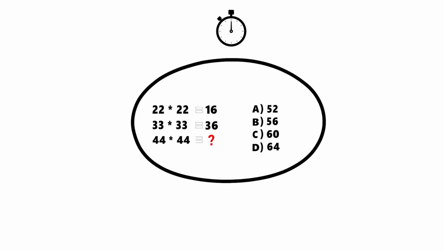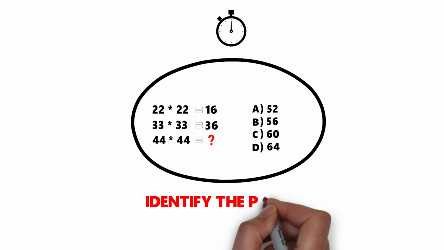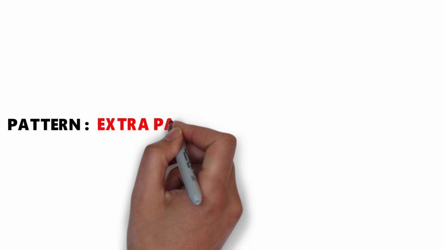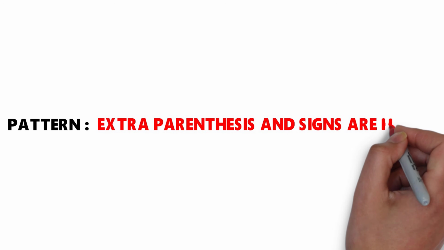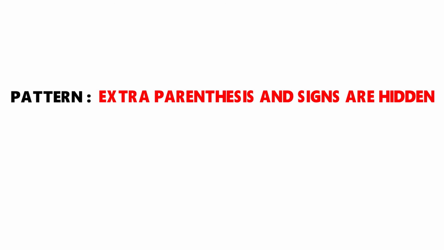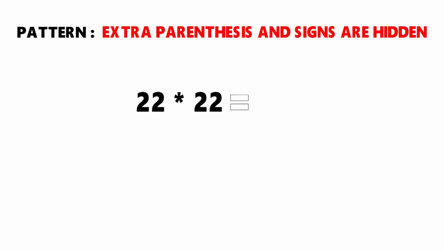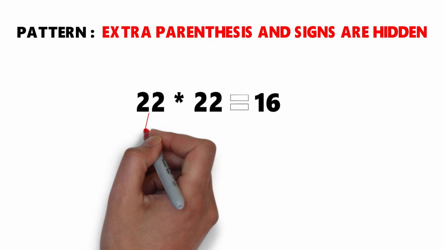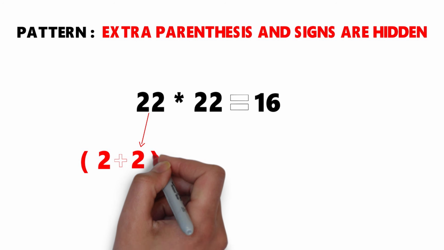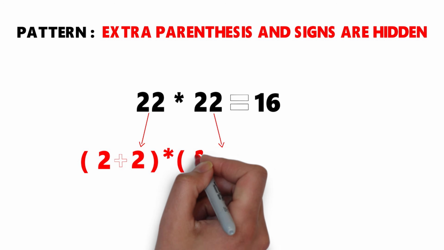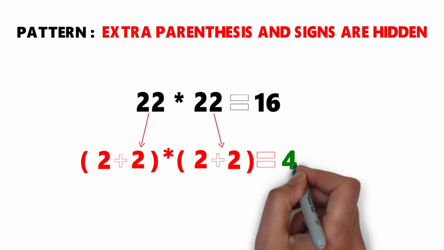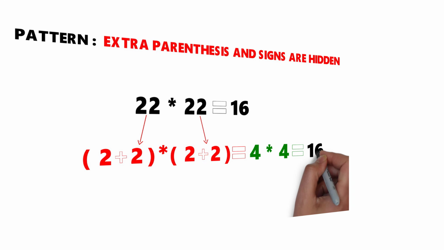Typically, to solve these types of problems, you need to identify the pattern. And in this particular case, the pattern is that the sign and parentheses are hidden in between digits and are not presented on the screen. Let's look at the first 2 examples. 22 multiplied by 22 equals 16. It is not obvious because it doesn't go along with the rules of conventional math. But if you add parentheses and in parentheses add 2 plus 2, multiplied by another set in parentheses 2 plus 2, you will be multiplying 4 by 4 and the result would be equal to 16.